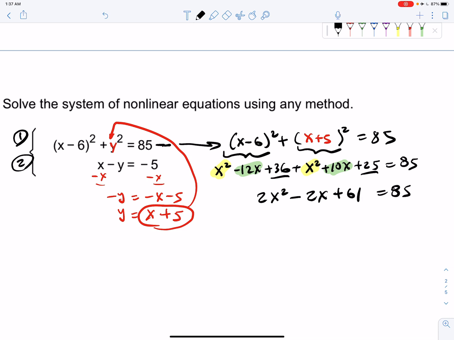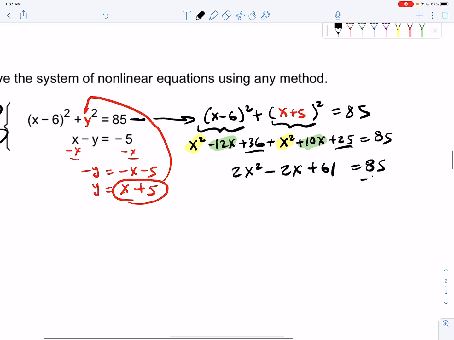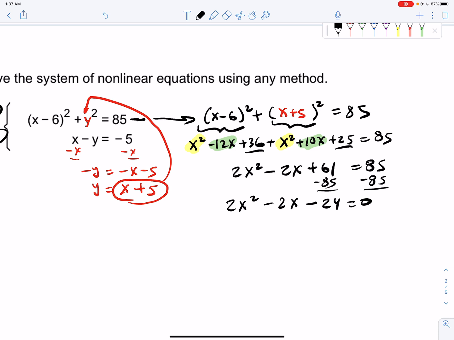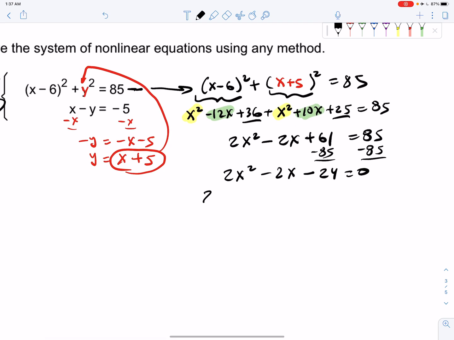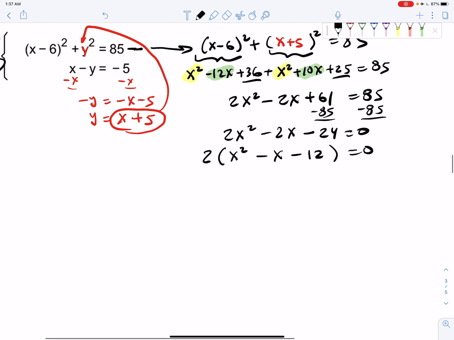This is a quadratic, so I definitely want to set it equal to 0 and factor. So I'm going to set it equal to 0 by subtracting 85 off of both sides. I get 2x squared minus 2x, and this is going to give me a minus 24. Ooh, this is turning out to be easier by the second because I see a common 2 that I'm going to factor out. I now have x squared minus x minus 12. And I believe that's going to factor pretty quickly.